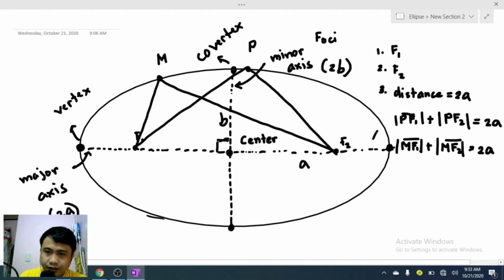Okay? So, pwede nating pangalanan ang ating mga vertices. Ito siguro as A1. Ito as A2. Ito naman as B sub 1. Ito B sub 2. So, walang problema kung ito yung A1 nyo, ito yung A2 nyo. Walang problema. Kung ito yung B2 o ito yung B1, walang problema po dyan. No? Importante yung location nila kung nasaan sila. Okay, so that's it. So, these are some parts of our ellipse. At sana malinaw yun sa inyo.